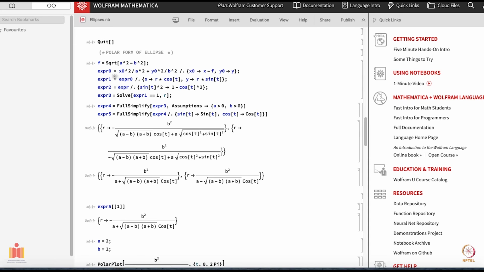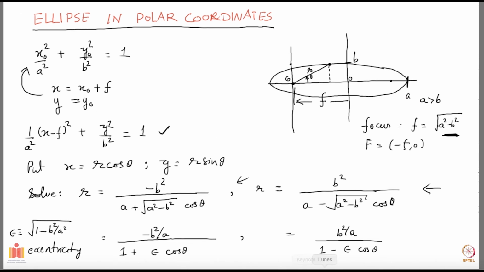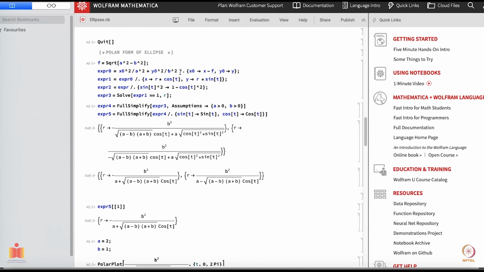Okay, then I am calling something expression, expr is expression 0, and I say x0 square over a square plus y0 square over b square, which is what you had here. Okay, x0 square plus y0 square, and both are divided by a square and b square, and then you have a 1. So that's what I'm writing here. Okay, and then this slash dot means I'm going to substitute, that's the syntax. I'm going to substitute x naught to be x minus f and y naught to be y.